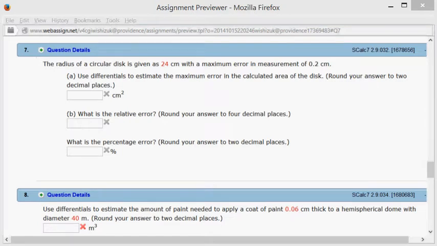Alright, let's look at homework 2.9, problem number 7. We have the radius of a circular disc given as 24 centimeters, so r is equal to 24, and the maximum error in measurement is 0.2 centimeters, so it's going to be delta r, and dr is equal to 0.2. Alright, so let's do that.